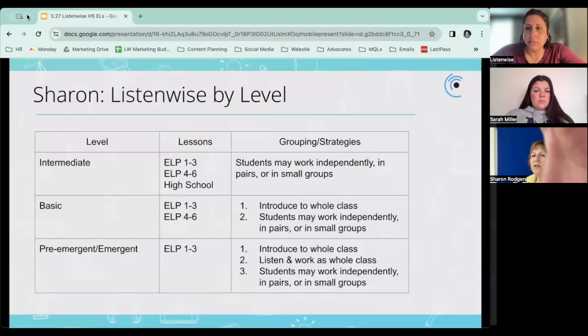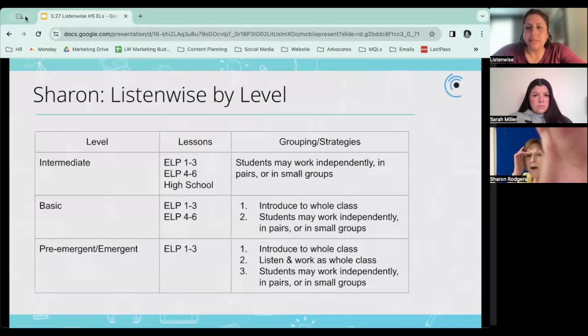I still tend to introduce to the whole class and begin as a whole class at the basic level. Intermediate level, I only introduce as a whole class the first time we use Listenwise to introduce it to students and help students learn how to navigate it.